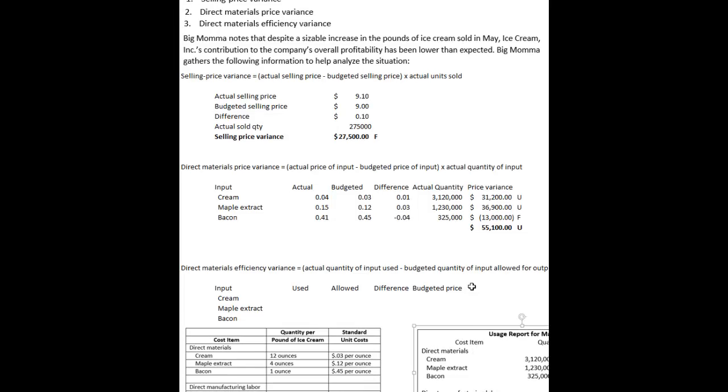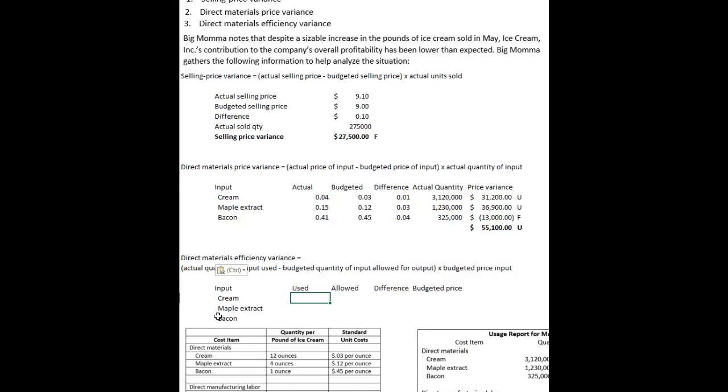Materials efficiency variance, and I know I don't have it all on the screen right here. I can't fit it on. Maybe I can. Let me just cut this up real quick here. Yeah, there we go. So here's the formula for the direct materials efficiency variance. It's the actual quantity of the input used minus the budgeted quantity of the input allowed, times the budgeted price per unit. Okay, so I have something similar set up down here. Okay, sorry. So the formula is the same.